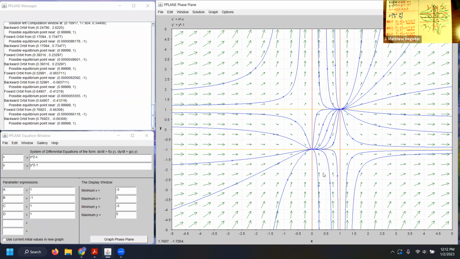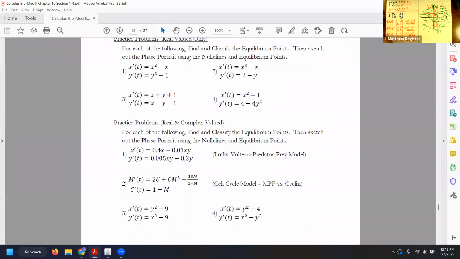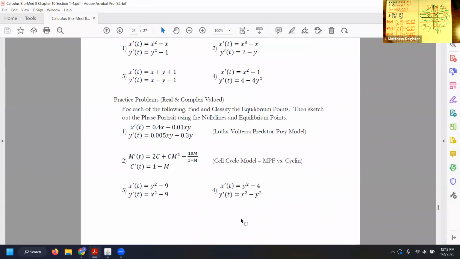Excellent. And so there's how we do the phase diagram, where we can now include the stability of the equilibrium points. Let's do one more example. This time we'll do one which is going to have a complex value. Notice I have a couple of models here as well. The values for those models make them a little bit messier to do by hand. And so you might want to give them a shot if you really feel up to it. If not, that's okay.